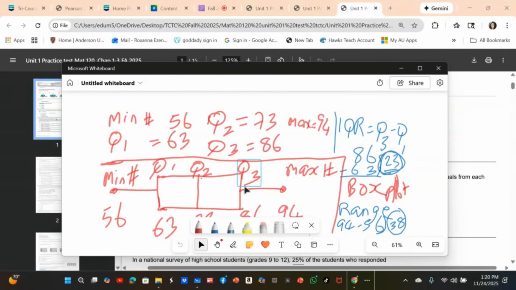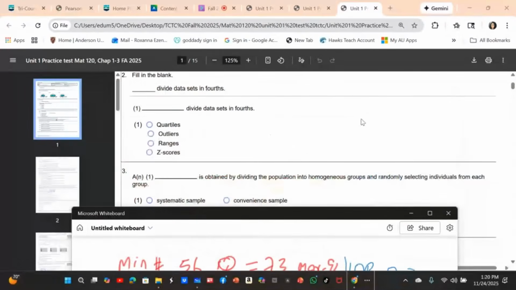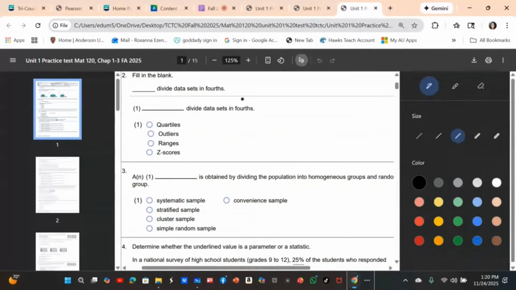Therefore, your answer to question number 2 is the quartiles. The quartiles divide any data into fourths. So it's always good to use a box plot to answer question number 2 in that practice test. Your answer here should be that the quartiles divide any data set into fourths, like I just showed.